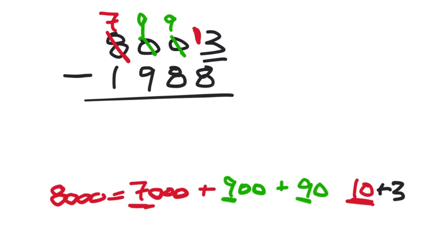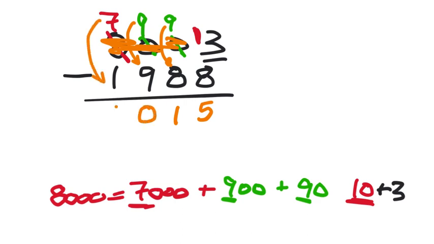So now that we have that as 13, we can take away the 8. 13 take away 8 is going to give you 5. And now we're not dealing with the zeros or the 8. It's just 9 minus 8 here, which is 1. That's the tens place value. And now the hundreds place value, 9 take away 9, you have nothing left. And then finally, 7 take away 1 is 6. And that would be our final difference there, 6,015.